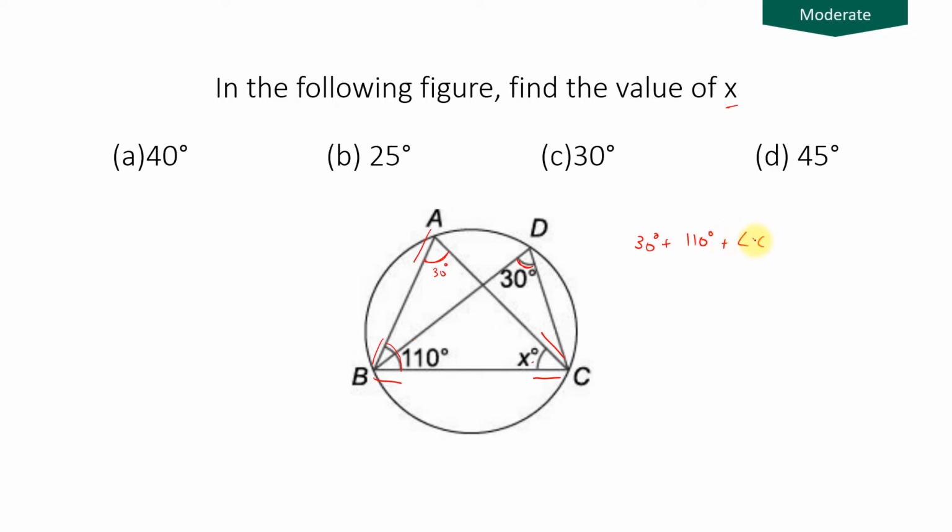Plus X is equal to 180 degrees. This means that angle X is 40 degrees. So this was a straightforward question where we had to use the property that angle made by a chord on circumference is going to be same.